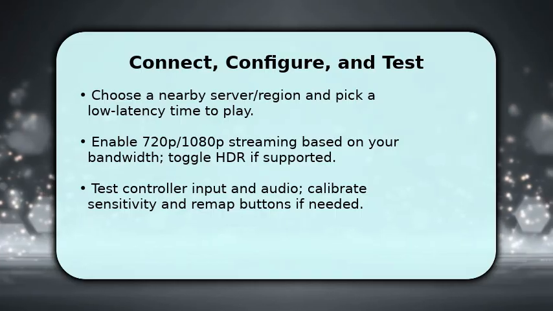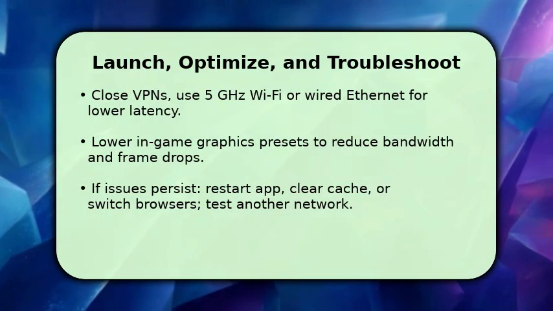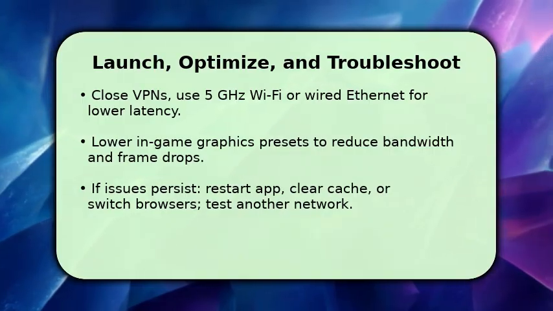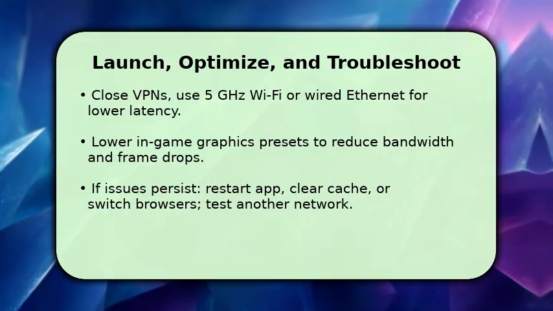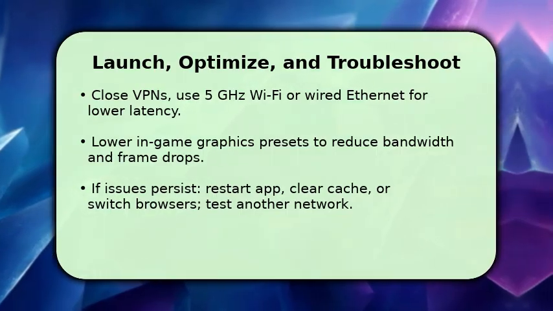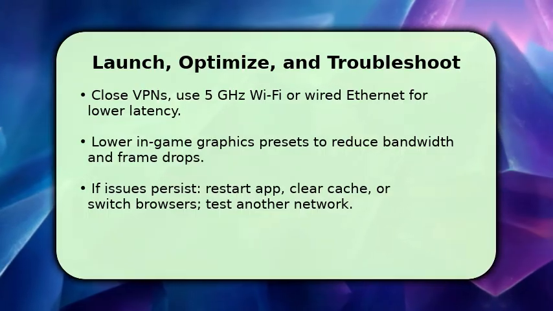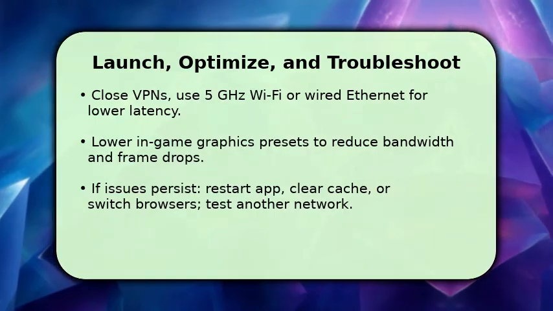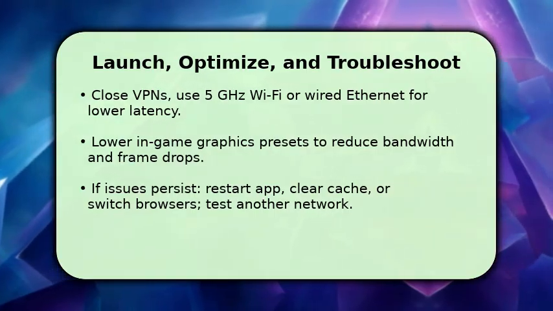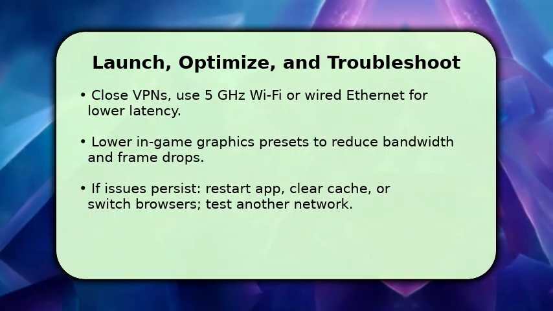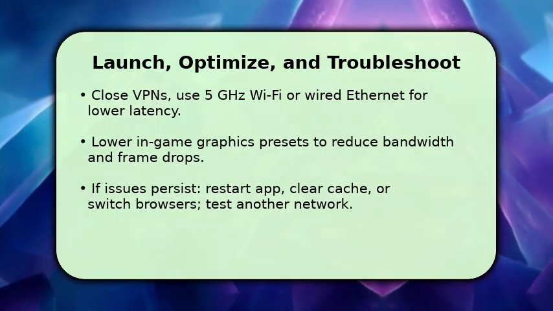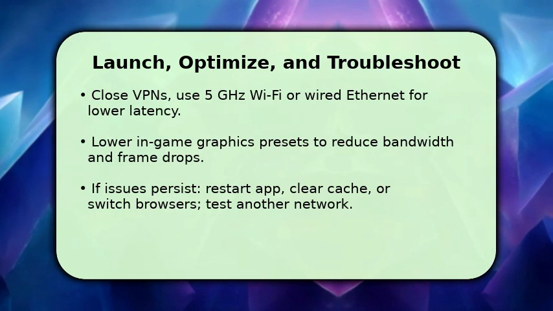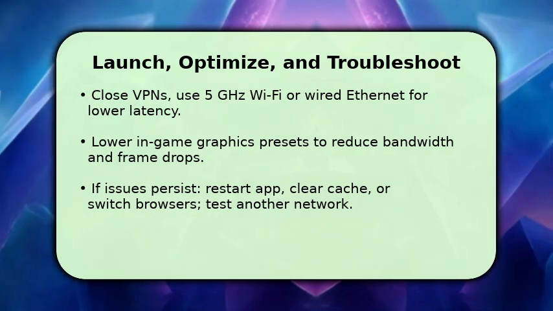Finally, launch the game and focus on optimization so the stream stays stable. Use a wired Ethernet connection or 5 GHz Wi-Fi and place the laptop near the router. This drops jitter and packet loss. Once playing, lower in-game graphics and turn off extras like ray tracing to reduce streaming strain, because the cloud sends frames, not raw GPU power. If stutters or disconnects happen, restart the Xbox app or browser, clear cache, and try another browser or network. This one key troubleshooting step often resolves connection problems.